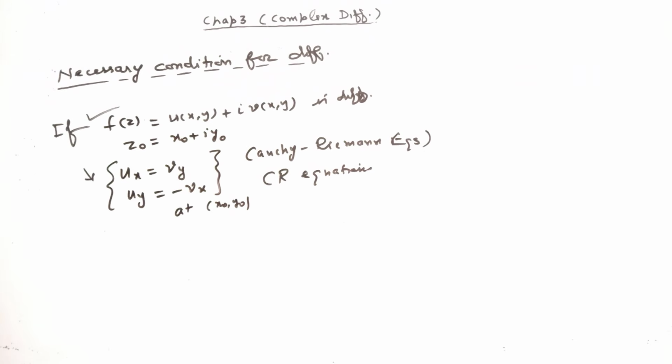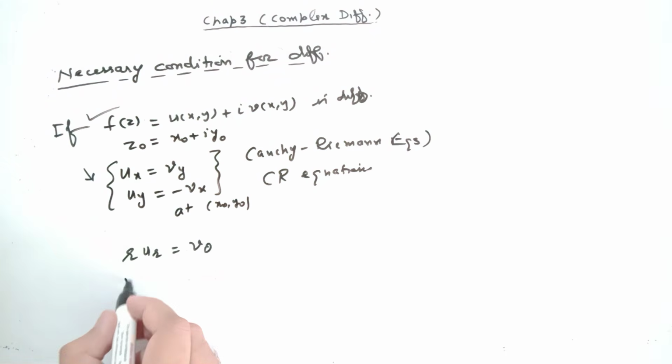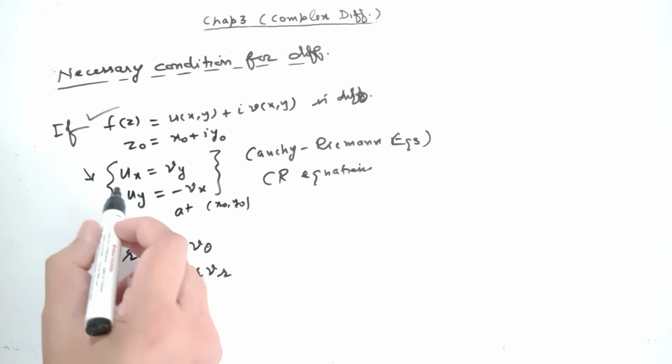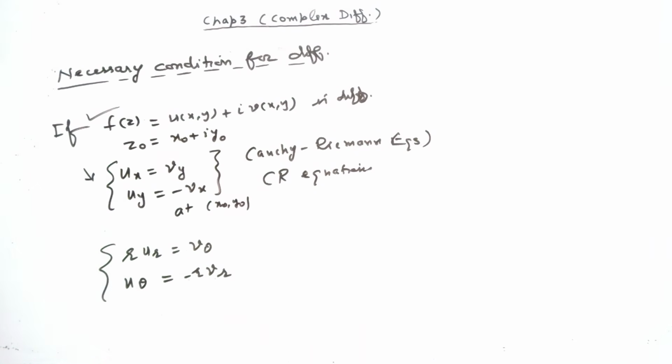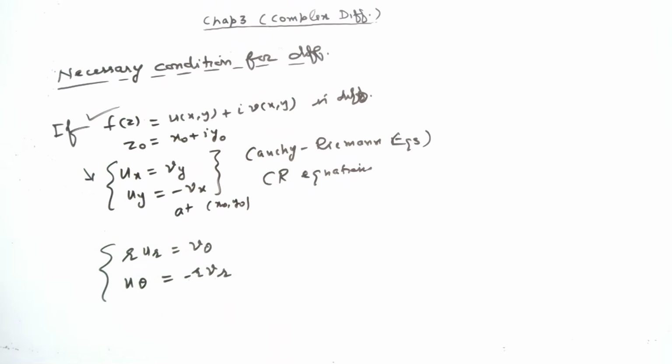You can derive CR equations in polar form also. And what are these? r ur equal to v theta and u theta equal to minus r vr. Derivation is given in the lecture notes, you can see there. So what has happened? ux, in a way, has gone to r ur, vy has gone to v theta. Uy is minus r vr, this vx is r vr, and uy is u theta. You can remember like this. So these are CR equations in polar form.